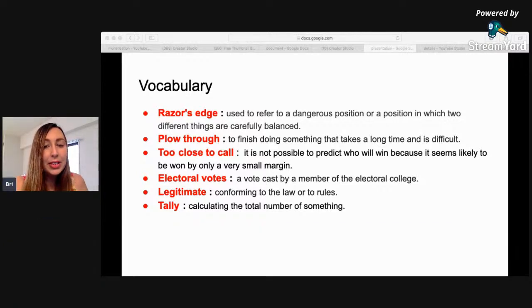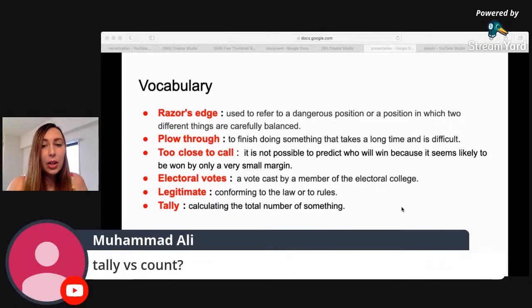Yeah, tally versus count, they're very similar. So tally just means calculating the total number of something. So counting is very, very similar. 1, 2, 3, 4, 5. Tally, maybe you're marking. Usually we use tally with marking something.